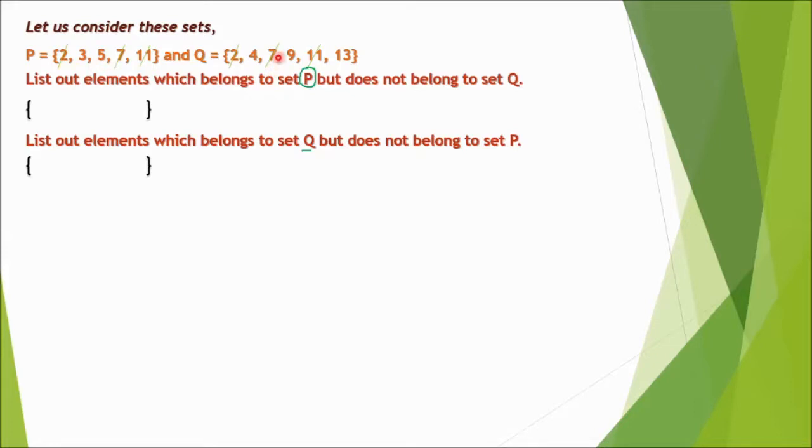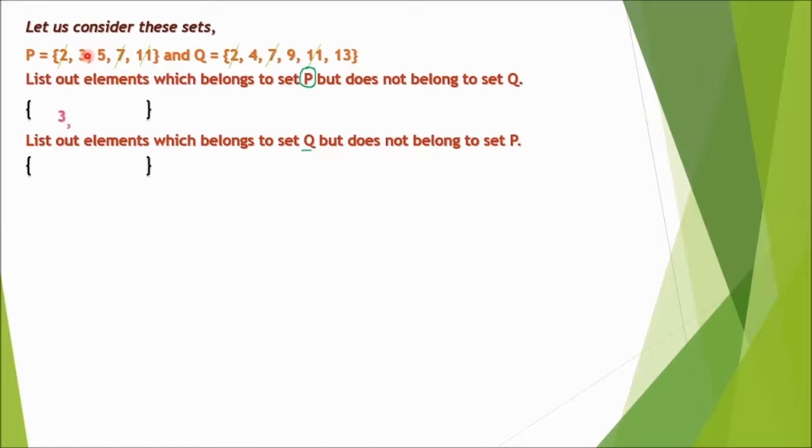Obviously, isn't it? Now you can see the first question here: list out the elements which belong to P but do not belong to Q. So we have to only focus on set P. Now as we have cancelled out the common elements, the two remaining elements in set P, 3 and 5, are the elements which belong to P but do not belong to Q.